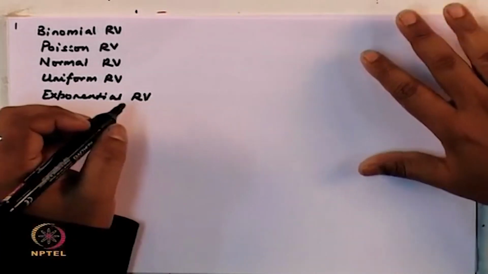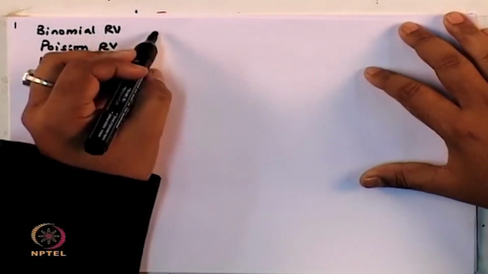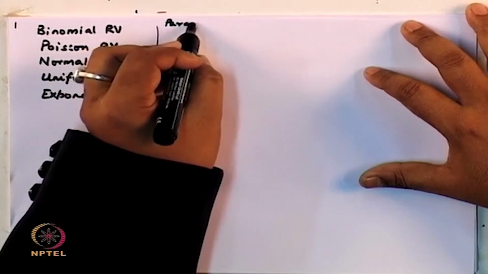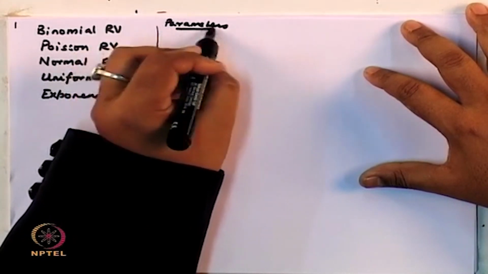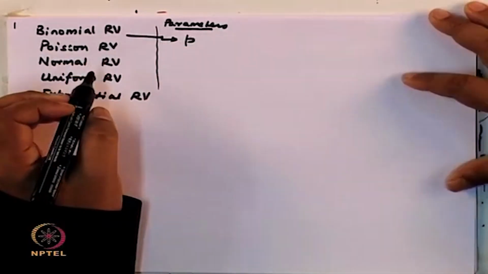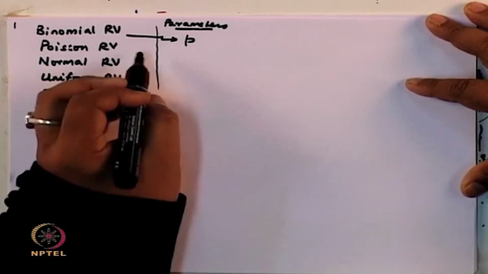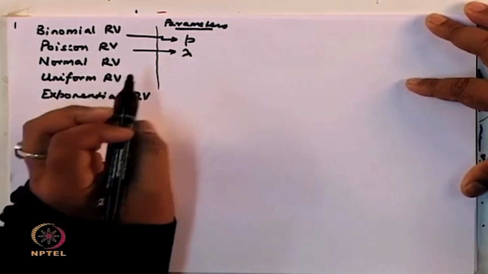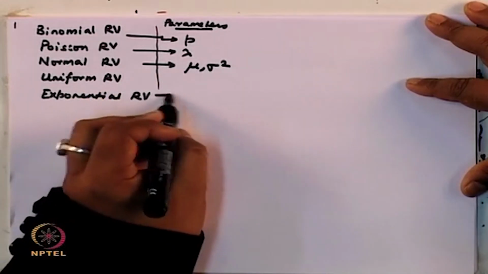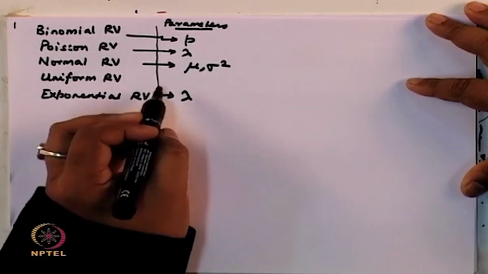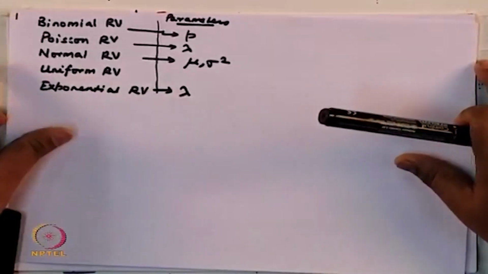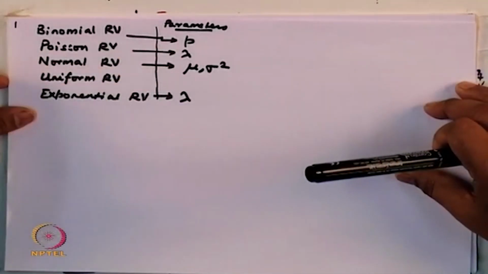So, for each of these, there are some parameters associated with it. For example, for the binomial random variable, the parameter is p, the probability of success. For the Poisson random variable, you have lambda. For the normal distribution, you have mu comma sigma square. For the exponential RV, also you have lambda. In all of these cases, we had solved the problems assuming that we know these parameters.